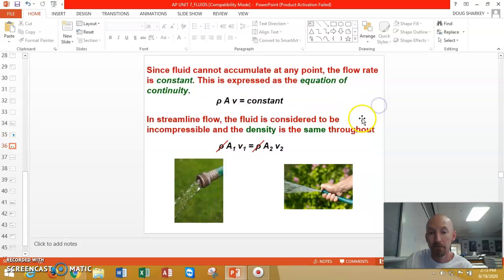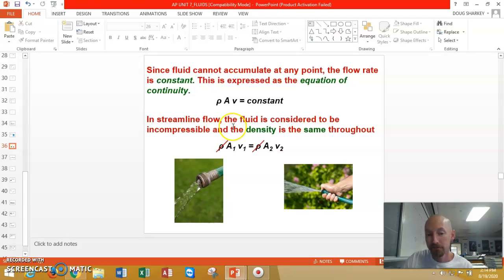Now, we're going to say that the flow rate is constant at any one point because there's going to be no friction to slow any of it down. In the real world, there's friction right up on the sides, right where the water would meet that pipe. But we're going to say that there's no friction. So we're going to say that our flow rate is a constant. Now, in streamlined flow, the fluid is considered to be incompressible.